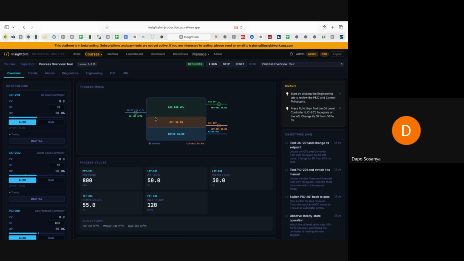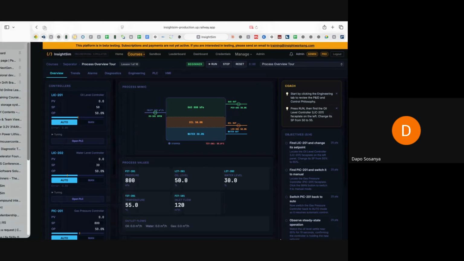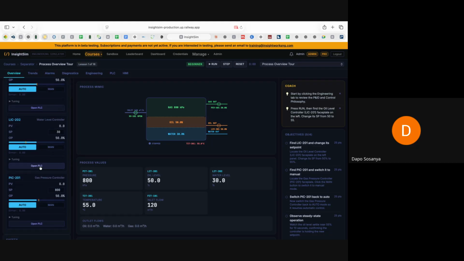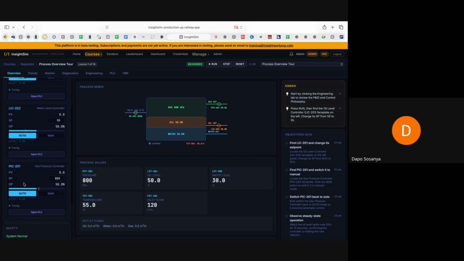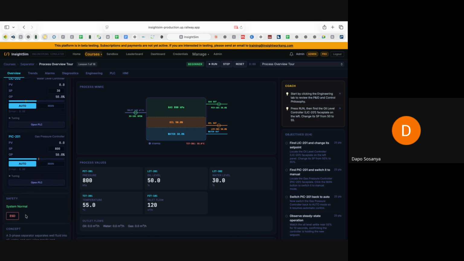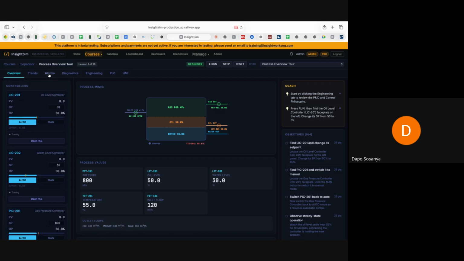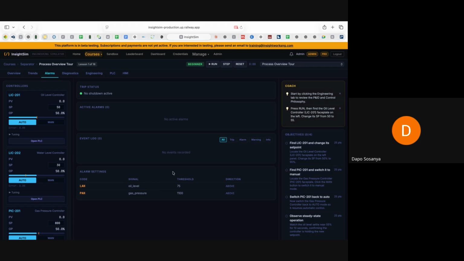When you begin to look at the different processes on this tank, these are the controllers we have now, right? You have the level, so you are monitoring level. So you have LIC 201, you have LIC 202, right? So that's the PV, the SP, the OP. You have your PIC 201, right? You have your ESD, right? So, okay, yeah. So these are the process values. Okay, no active alarm.